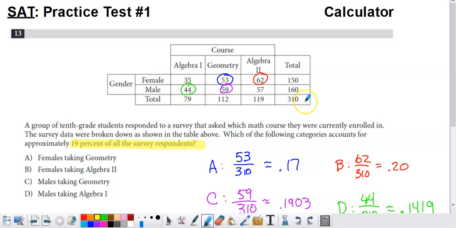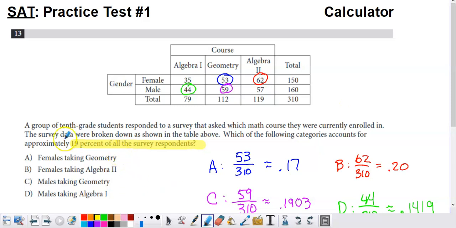Now, this final little entry that you see right here is the total number of students within this sample. If you add the number of males and females together, that gives you 310. If you add the number of students in each of these three courses together, that also totals to 310. So it's kind of nice. A lot of SAT questions are going to ask you to deal with two-way tables. They're not that difficult to deal with as long as you're careful.